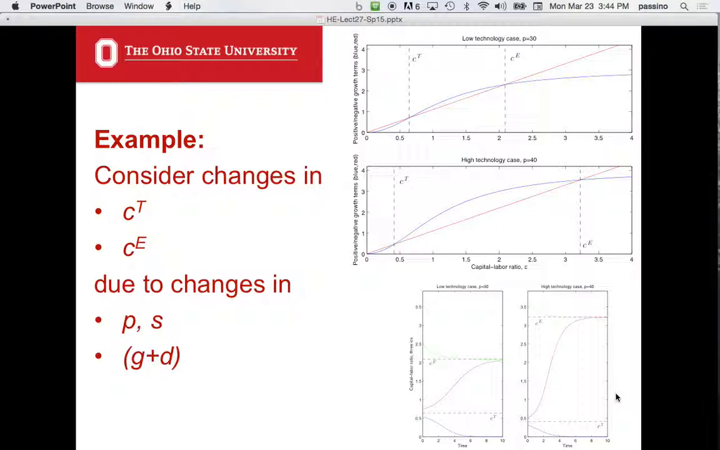So if you did a sensitivity analysis, the change in CT, partial CT with respect to P, that's the derivative. The question is, is it positive or negative? If I make a positive change in P, I get a negative change in CT, right? You see that? Furthermore, if I make a positive change in P, I make a positive change in CE. That's a sensitivity analysis, okay?